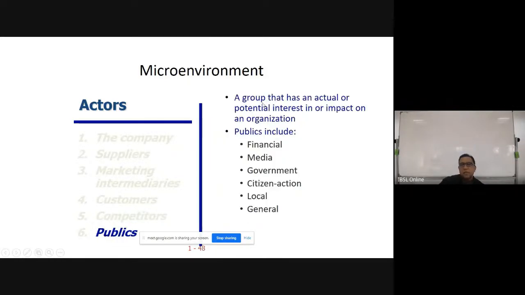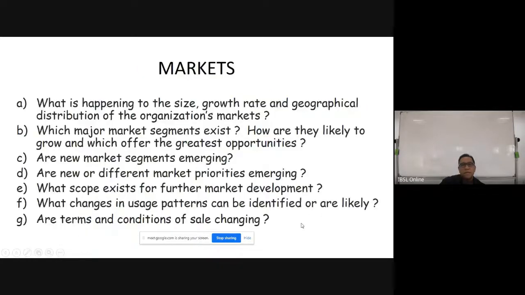The publics include groups that have an actual or potential interest or impact on the organization. Publics include financial publics, media, government, and citizen action, that is, the various pressure groups who are protesting today. They are called citizen action. Local and, in general, types of media.